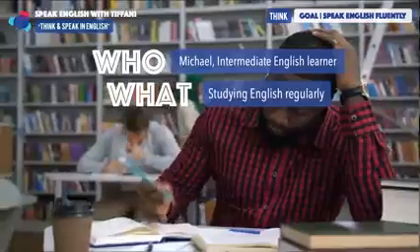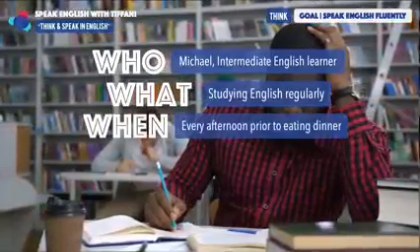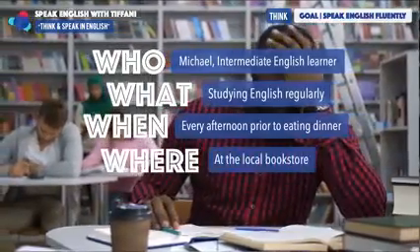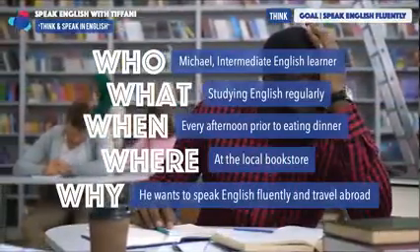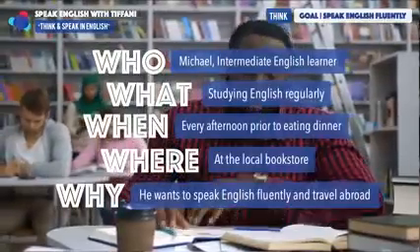What? He studies English regularly. When? Every afternoon prior to eating dinner. Where? At the local bookstore. Why? He wants to speak English fluently and travel abroad. Now, what just happened? We organized our thoughts, right, about this young man's goal to speak English fluently using the 5 W's. Now we clearly understand what his goal is and why he has this goal.